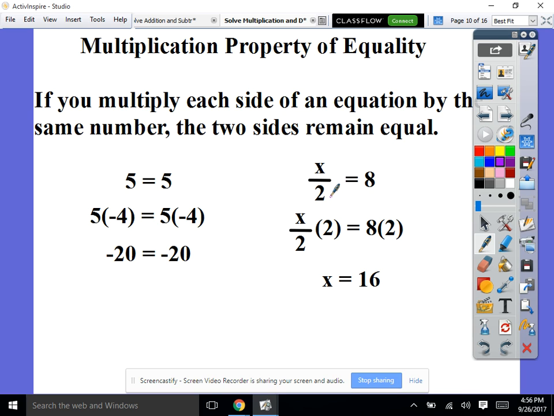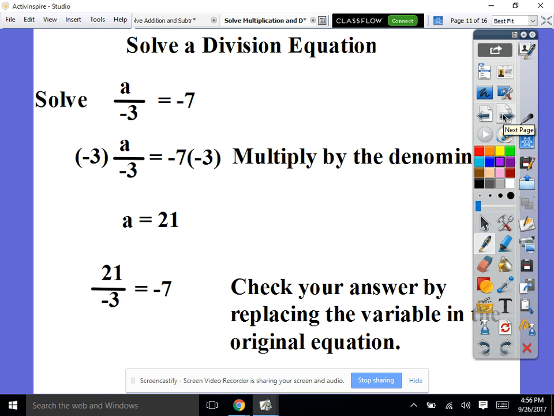X over 2, or x divided by 2 equals 8. We want to get rid of this denominator, so if we multiply by 2, which would be over 1, that cancels those out and gives us x equals 8 times 2 is 16. So to solve a division equation, we're going to multiply by the denominator.